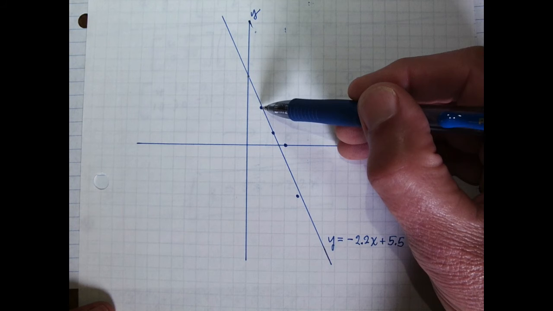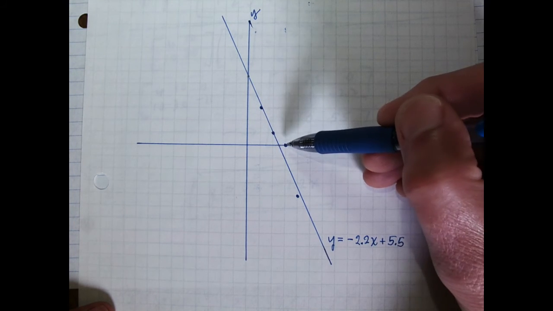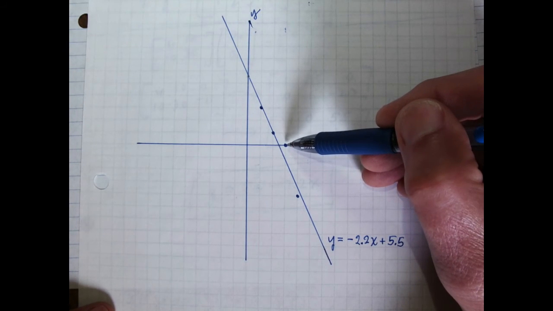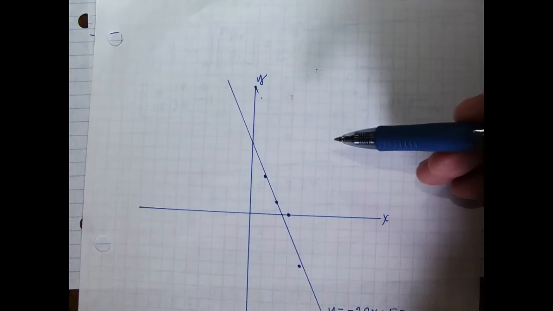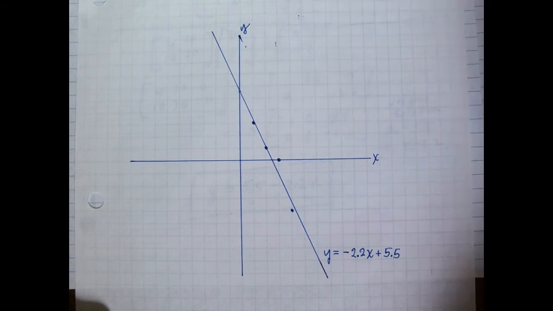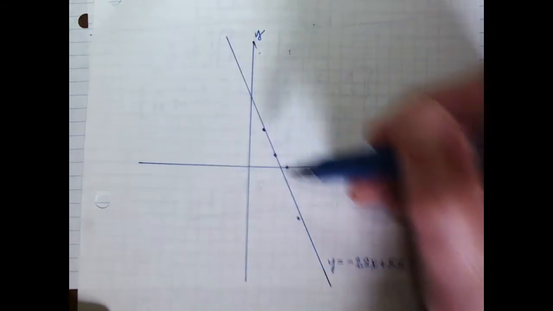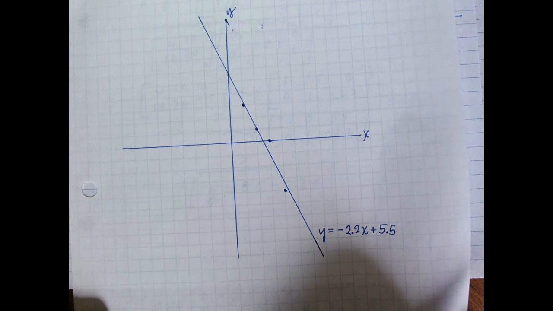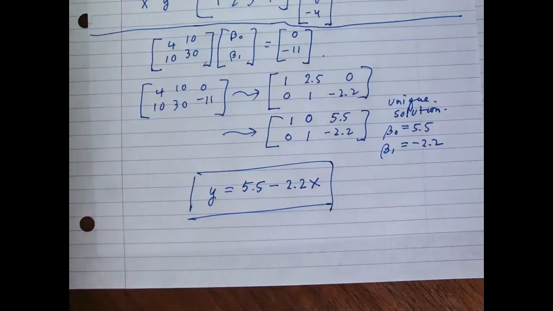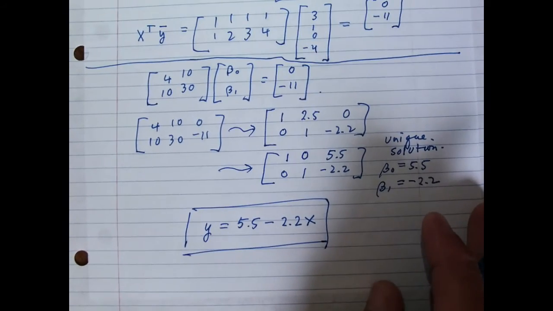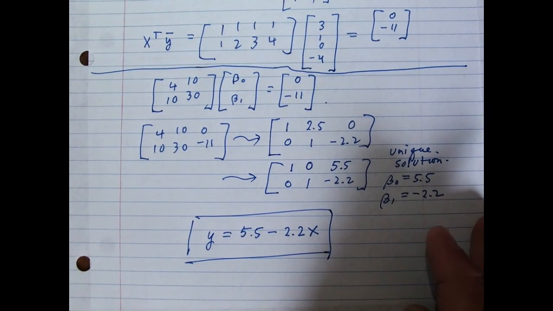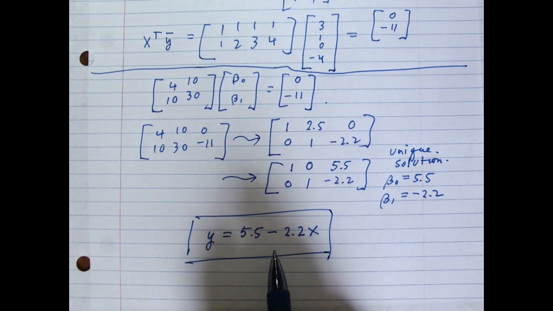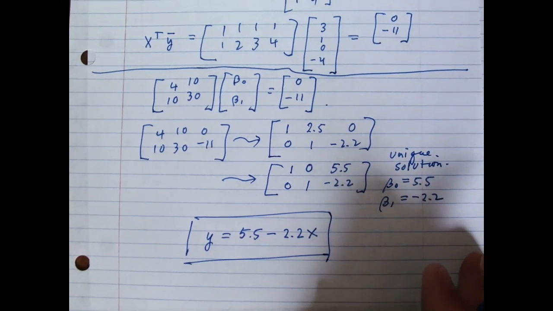And just for fun, I graphed the line with the 4 points. This is (1, 3), (2, 1), (3, 0), and what is it? (4, -4). And I very carefully graphed the line with the negative 2.2 slope and 5.5 y-intercept. So there it is. But I like this application. It's a pretty cool way to actually show how we obtain this line of best fit for those given data points. And that's it.